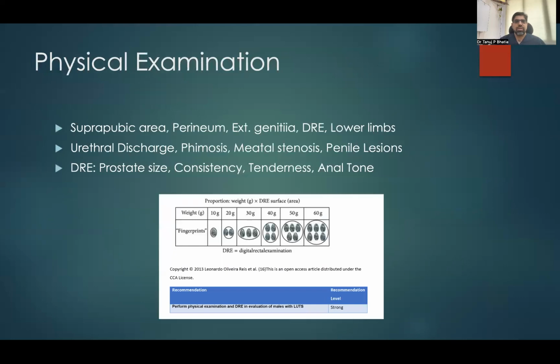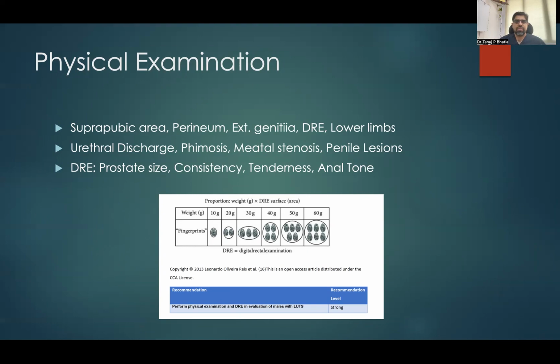Coming to physical examination, it is very important that we should physically examine the patient. One should examine the suprapubic area, the perineum, the external genitalia, the digital rectal examination, and the lower limbs. One should also look for any urethral discharge, phimosis, meatal stenosis, or penile lesions. Digital rectal examination, one should look for the prostate size, consistency, tenderness, and anal tone.